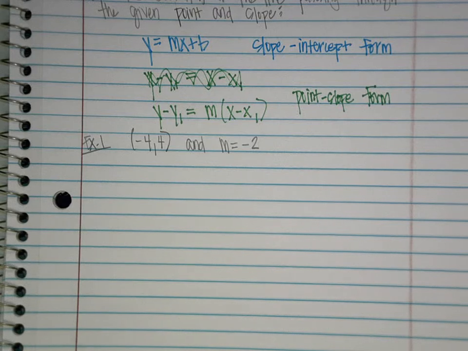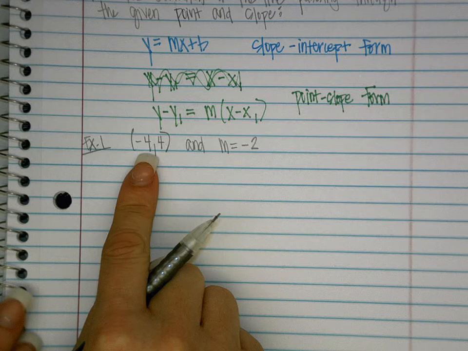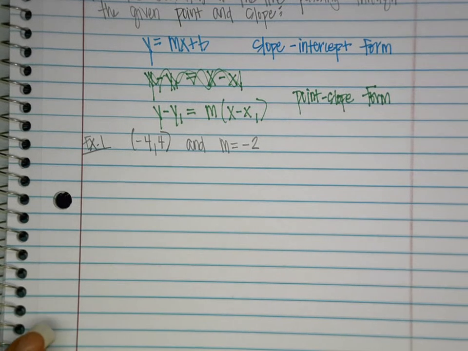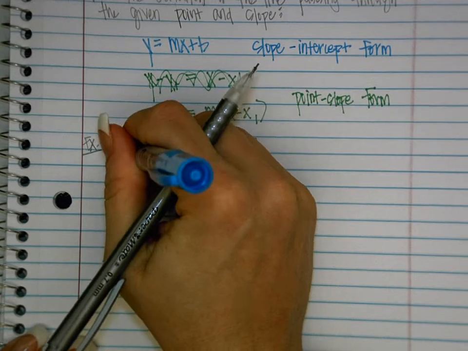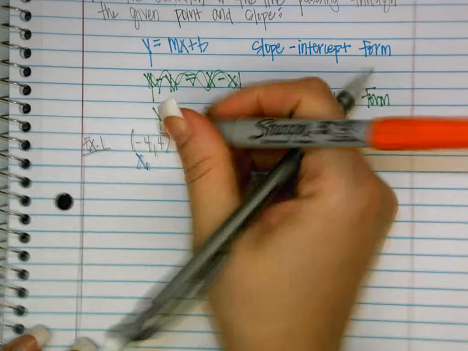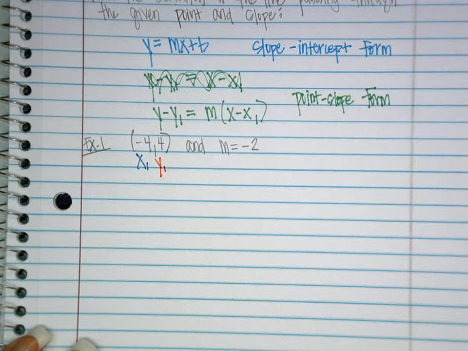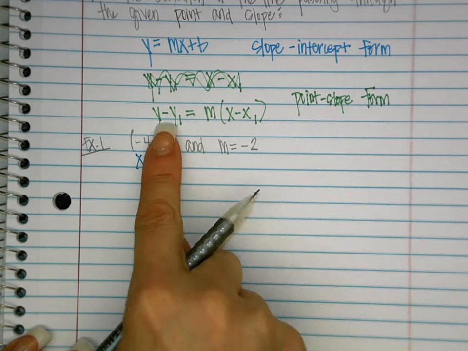Literally, we are just going to plug in every single one of these parts. If I label this negative 4 and 4, what parts are those? X and Y. So this is your x1, because that's the point you were given. This is your y1, and the m is your m. Okay, so we're going to plug into this equation.